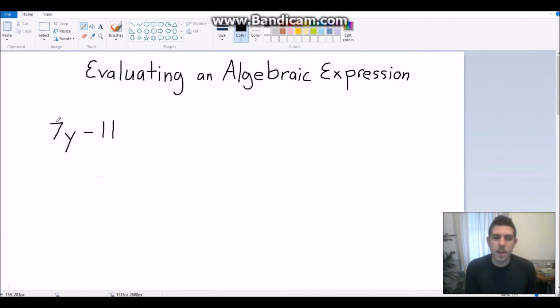We have a problem, 7y minus 11. Now, in order to evaluate this, we need to have the value of y. A common mistake is that people think that the y is equal to 7 because the 7 is next to it. Well, that's not true. It's saying 7 multiplied by y. We need to have a value for y. So the problem is always going to give you a value for y. It'll say y equals, and we just put a number in like 3. So it'll always have a value for the letter.